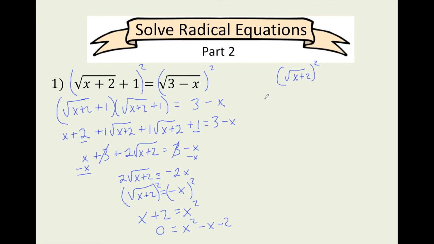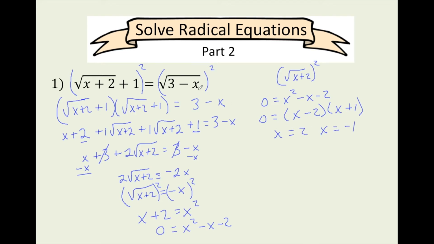Let me bring it on up here, give us a little bit more room. We know we're going to factor at this point. x minus 2 and x plus 1. x is equal to 2, and x is equal to negative 1.